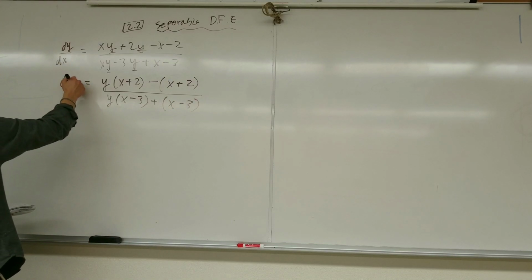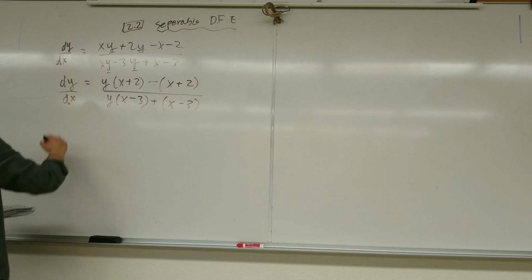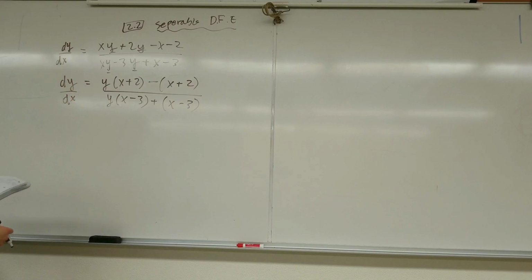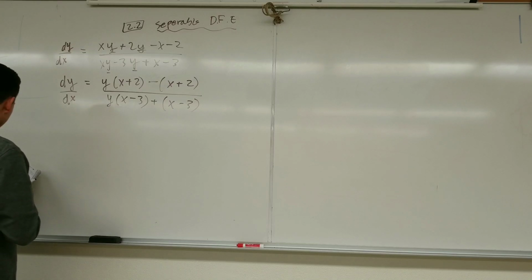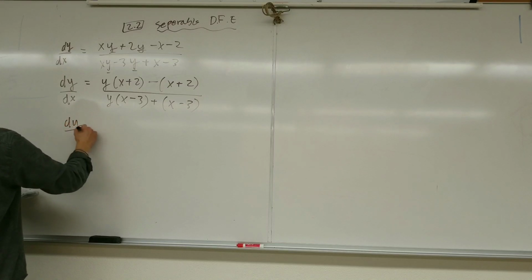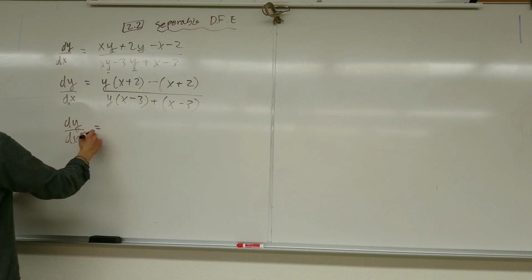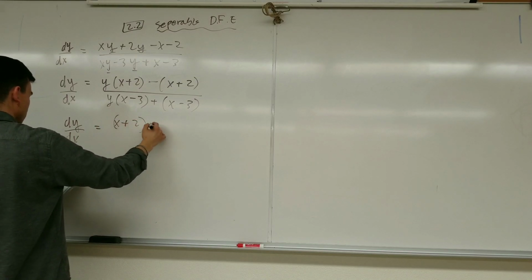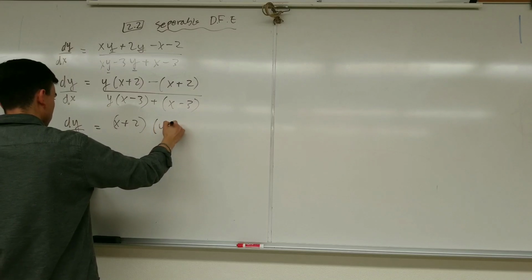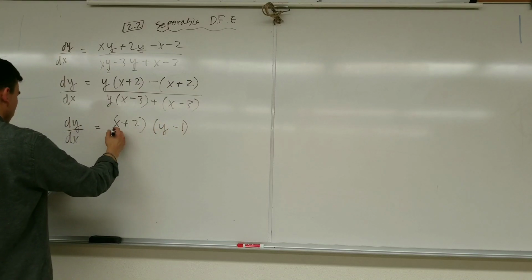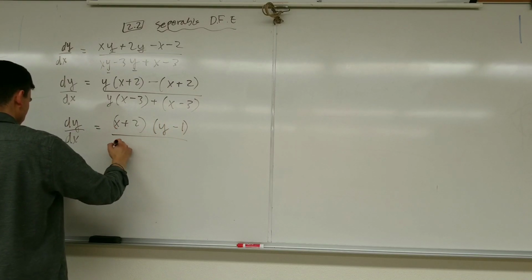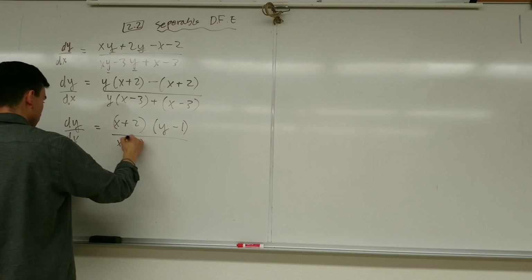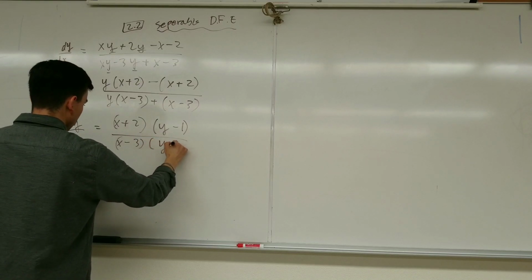Okay, so now what you could do is you could see that dy/dx is equal to x plus 2 times y minus 1 over x minus 3 y plus 1.